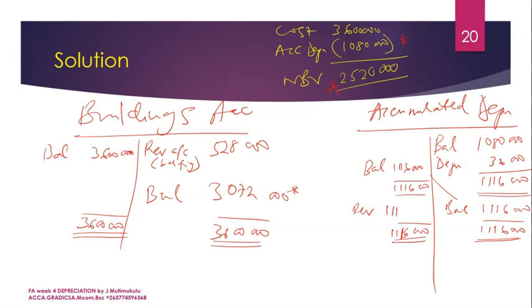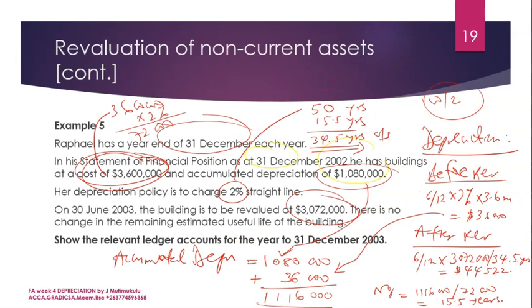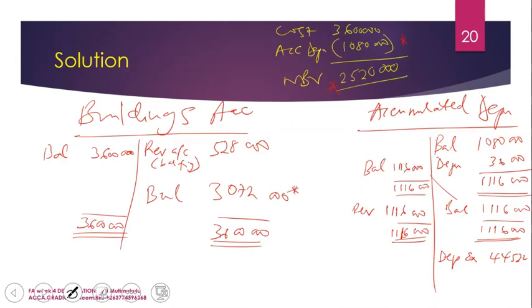So there has been some revaluation, ladies and gentlemen. That's the revaluation there. Then we start a new depreciation expense of 44,522 as we have computed here. That's our accumulated depreciation account. And then what about the depreciation expense account?